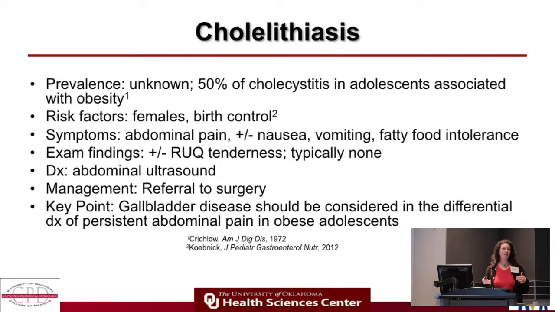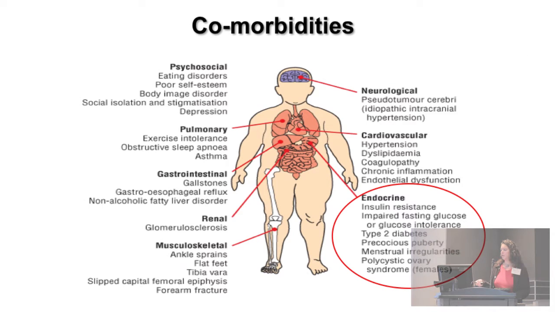So I just keep it on the differential if they have abdominal pain. Constipation is usually the most frequent cause, but have it on your differential that in obese adolescents this could be something you're seeing even without the typical history or exam findings.